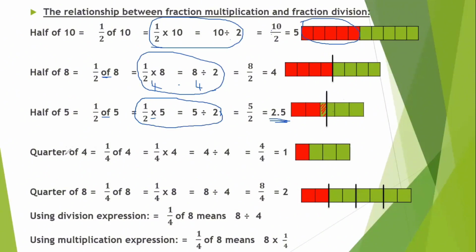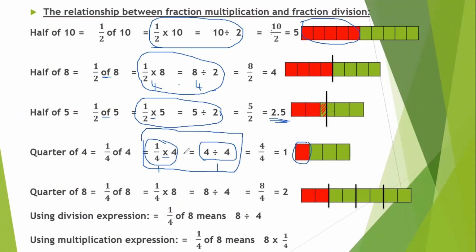Next, quarter of 4. I can change the word quarter to a fraction, 1/4. And instead of of I can put times, quarter times 4. Quarter of 4, if I have here 1, 2, 3, 4, so the quarter is 1. And it also means 4 divided by 4 equals 1. So quarter of 4 equals 4 divided by 4.